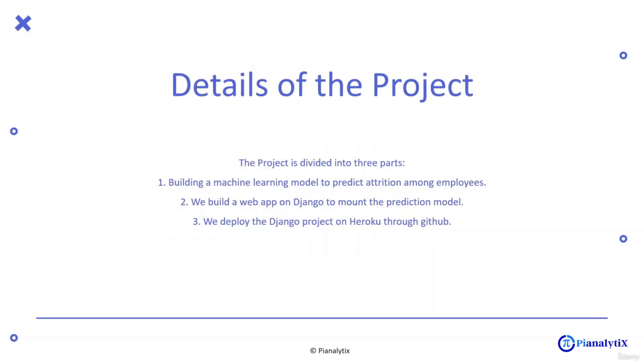Now, details of the project. The project is divided into three parts: building a machine learning model to predict attrition among employees. We build a web app on Django to mount the prediction model. Lastly, we deploy the Django project on Heroku through GitHub.